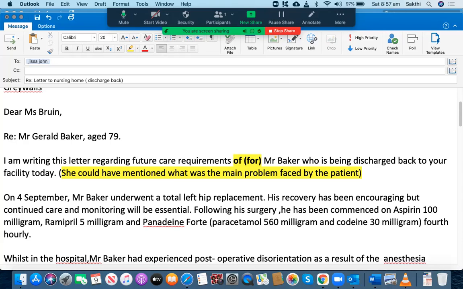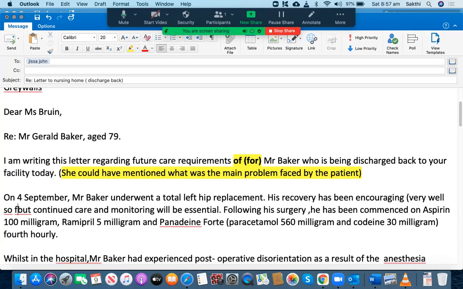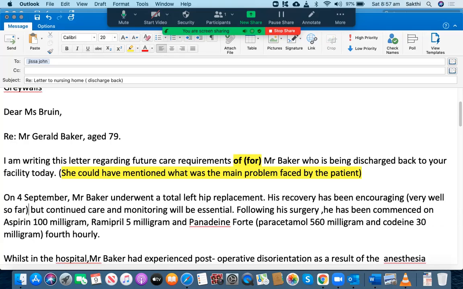His recovery has been encouraging. That's not good. Okay, so she must have mentioned, so his recovery has been very well so far. So she would have mentioned like this: has been stable, has been very well, and things like that. That should have been more appropriate than what she has written down. But continued care and monitoring will be essential. That's good. Following his surgery, there should be a comma.